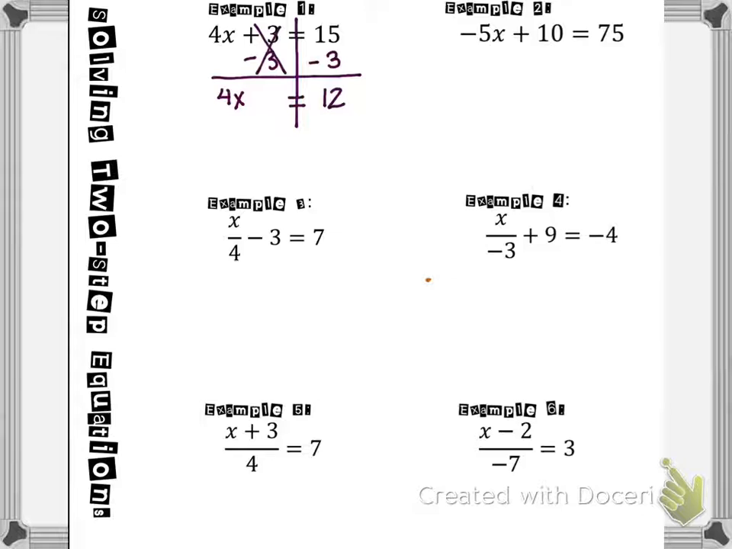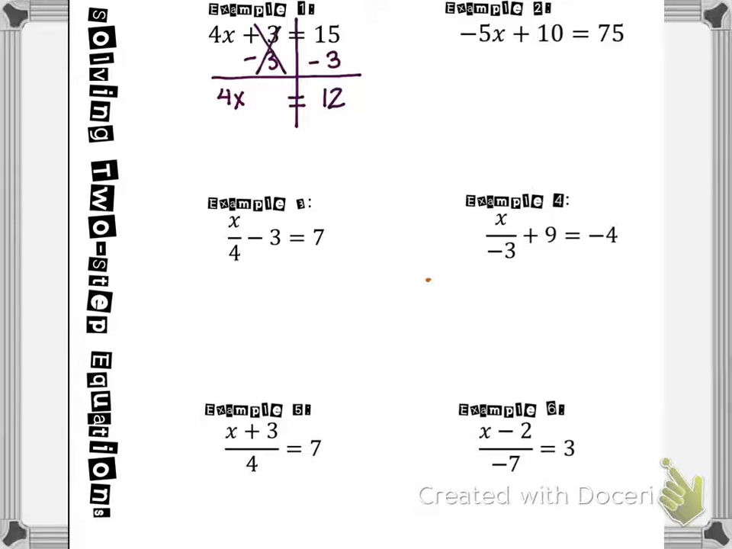Now I have a one-step equation here. 4x equals 12. If you know your multiplication facts, you probably automatically know what the value for x is. But you want to get in the habit of going through the whole process, so when you get to more complicated problems, you're not forgetting the step.